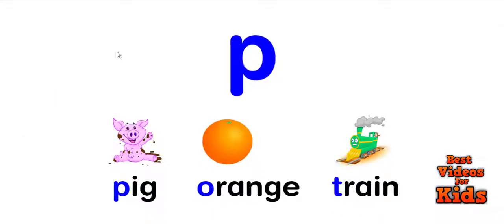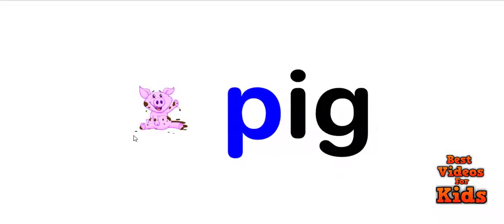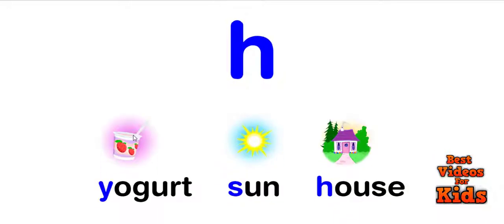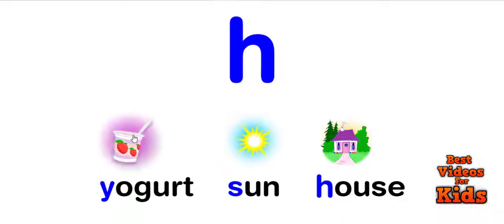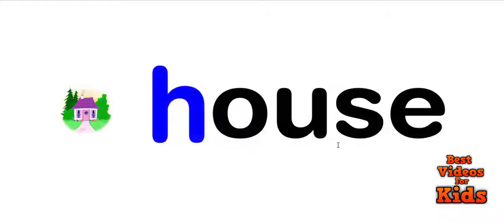Which word starts with the letter P? No, try again. That's right. P is for pig. Which word starts with the letter H? No, try again. That's right. H is for house.